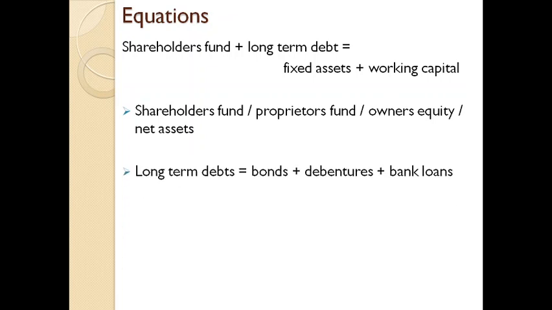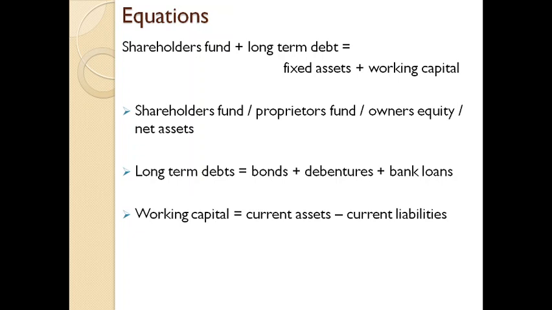Long-term debts include bonds, debentures, bank loans. Bank loans may be given as long-term bank loans and short-term bank loans. You select long-term bank loans under long-term debts. Short-term will be taken in current liability situations. Next one, working capital. We have discussed this area in the previous slide. It is the difference between current assets and current liabilities. Working capital is otherwise known as net working capital or net current assets. Different types of analysis we will deal with in the coming sessions.